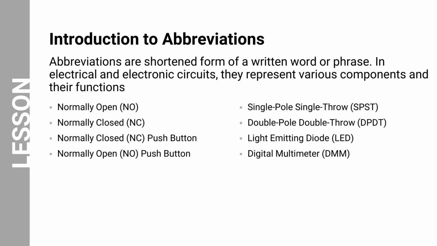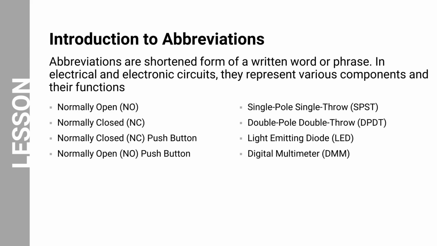What are abbreviations? Abbreviations are a shortened form of a written word or phrase used in place of the whole word or phrase. In electrical and electronic circuits, they are used to represent various components and their functions. Here is a list of some of the common abbreviations.